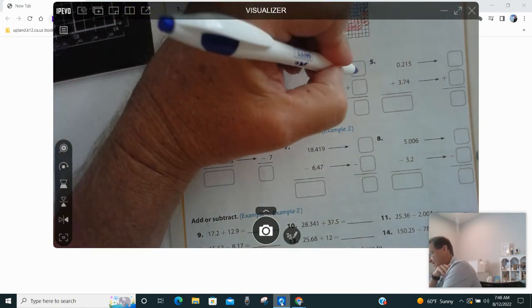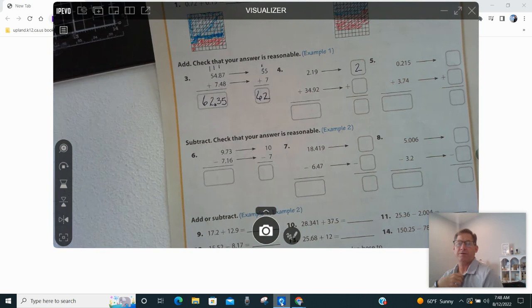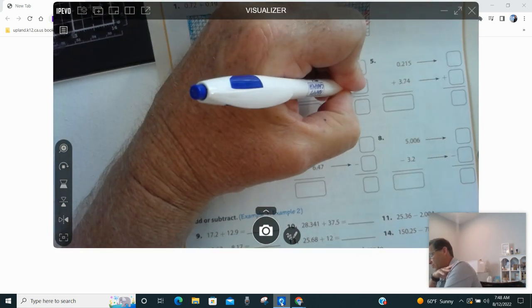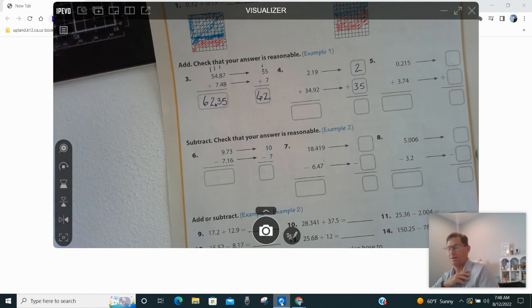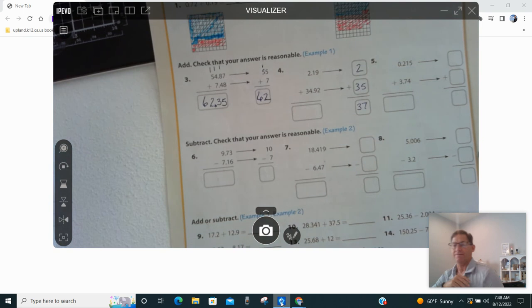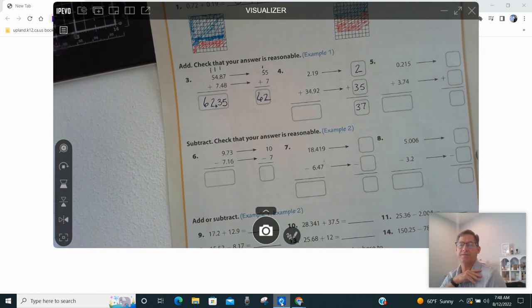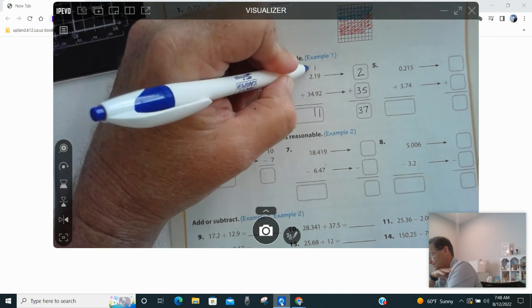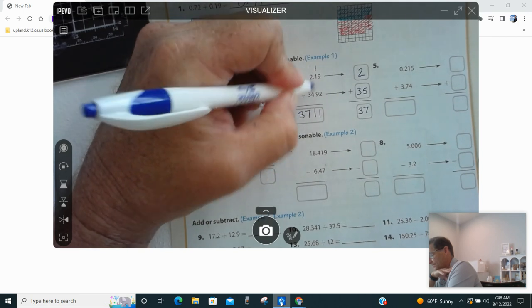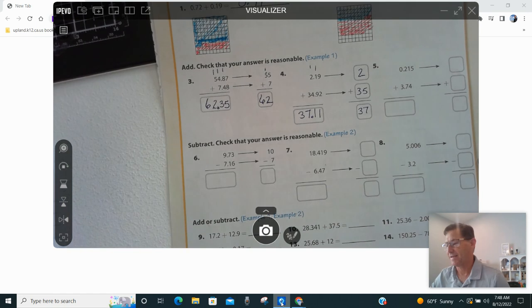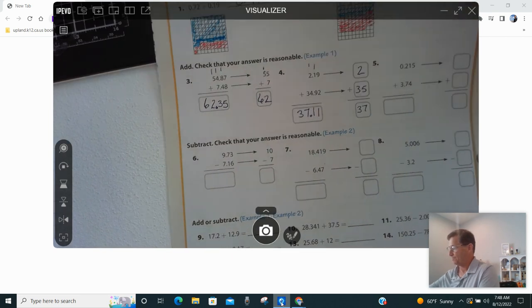All right, 2 and 19 hundredths. Well, that's going to get rounded to 2. And 34 and 92 hundredths will be 35. So 35 and 2 is 37. So we should get an answer close to 37. And I came up with a sum of 37 and 11 hundredths, which is close to 37.